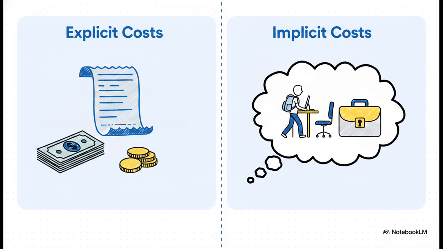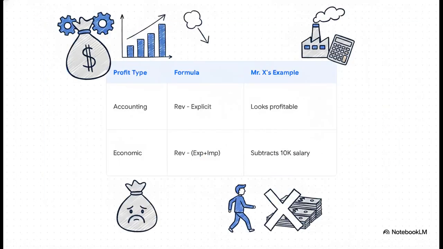But then we have implicit costs. These are the hidden, estimated costs for resources Mr. X already owns. We're talking opportunity costs here. And honestly, this is exactly what so many entrepreneurs notoriously ignore. And man, it can be a fatal mistake. Let's actually run the numbers to see why this is so huge.